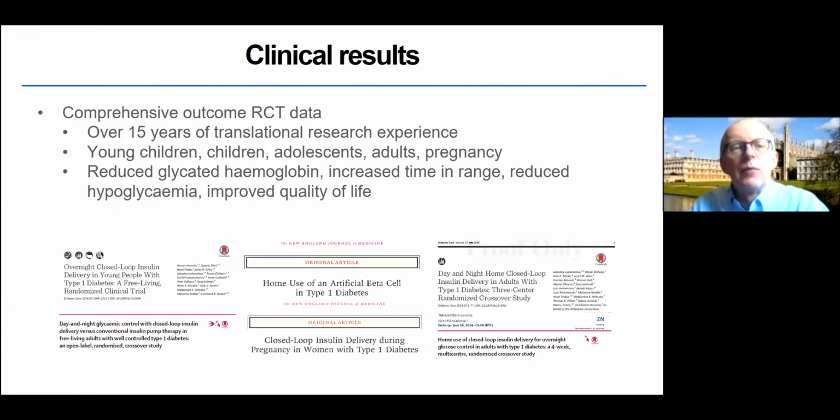The general observation, which has been published in high-ranking medical journals, is that in the longer studies we've seen glycated hemoglobin reduced by 0.4%, time in range increased by about 10 to 12%, reduced hypoglycemia, and quite importantly also improved quality of life and reduced burden of diabetes, which for some is one of the key features of why people want to use closed loop systems.